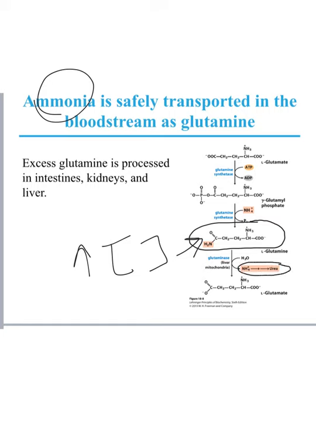Don't worry so much about everything else on this slide. But what I really want you to know is that ammonia that we just extracted from glutamate on the previous slide, we are going to add that to glutamate to produce glutamine so that we can safely transport that ammonia through the bloodstream and ultimately to the liver to be converted to urea.